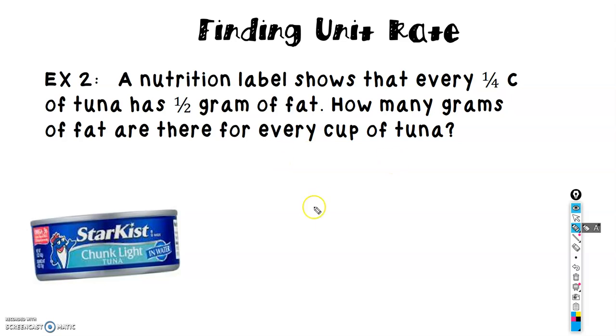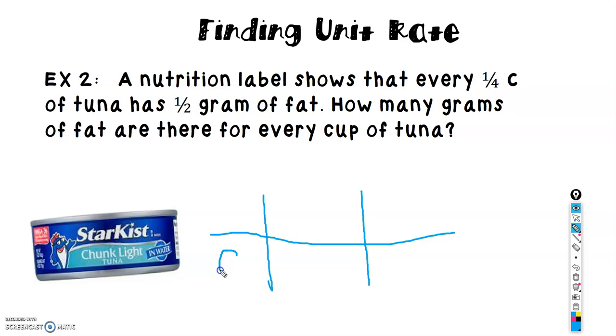So I want it per cup, so I'm going to put my cups on the bottom. Whoa, that's really awful. Hopefully you guys aren't getting dizzy from this. So here's my cups, here's my grams of fat. So for every 1/4 cup, I have half a gram of fat. And I want to know how many grams of fat there are going to be in 1 cup. So my unit rate, so per 1.